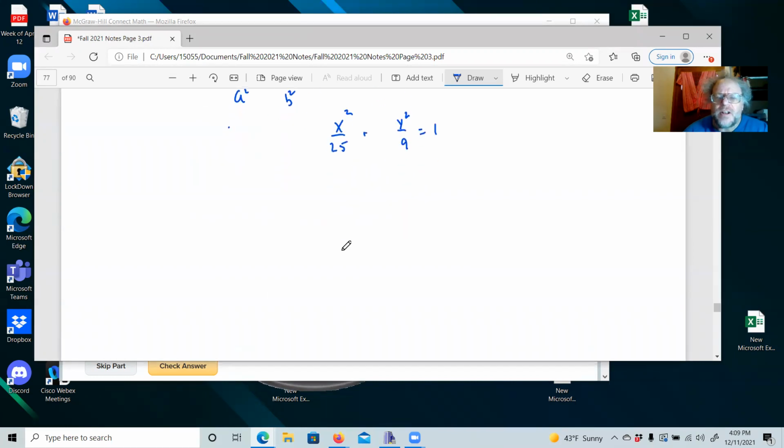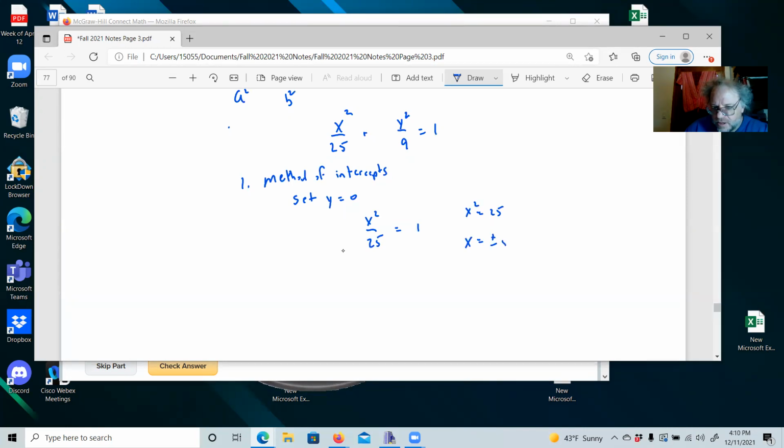All right. So if I was going to graph this thing, you're going to use the method of intercepts. Pretty much that involves letting one variable equal 0 and then solving for the other and then swapping it so that both variables have a turn of being 0. Okay, so in this case, let's set y equal to 0. Okay, so we're going to have x squared over 25 is equal to 1. We have x squared is equal to 25, and we have x is equal to plus or minus 5.